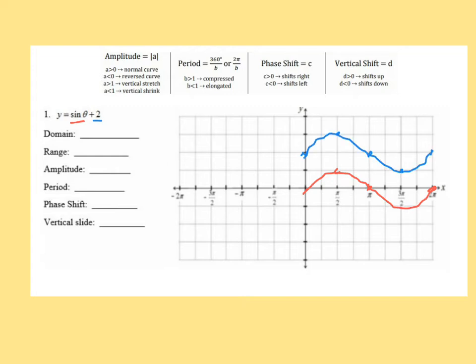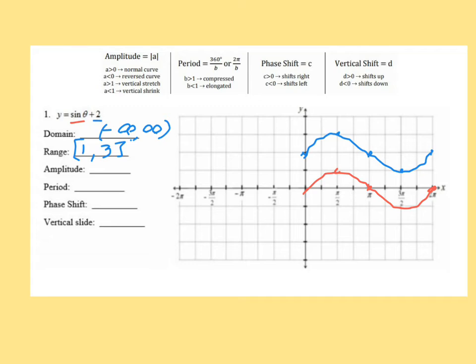I have the same shape, just shifted up 2 units. My domain is still going to be negative infinity to positive infinity. However, my range has changed, and here is where people might fall into a trap. The range now is 1 to 3. Do not make the habit of saying something like -3 to 3 or -1 to 3. Our new low point now exists at 1. Our new high point now exists at 3.